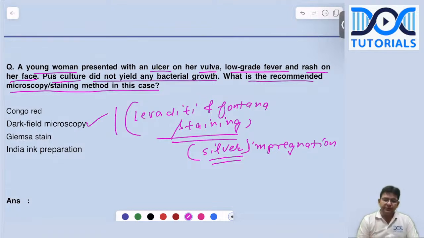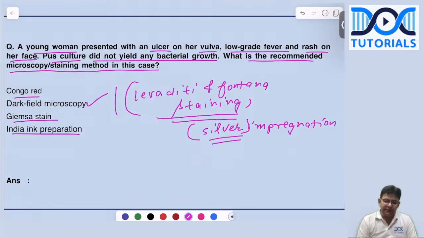This is also important. The investigation of choice for neurosyphilis is VDRL in CSF. Otherwise, we have FTA-ABS as the most sensitive, and the most specific is TPI, Treponema pallidum immobilization assay. And most commonly done is TPHA, hemagglutination assay. Indian ink preparation for Cryptococcus demonstrates the capsule in this negative staining. Giemsa stain is a common stain which can be used for anyone, and like this, Congo red is also a common stain which can be used.